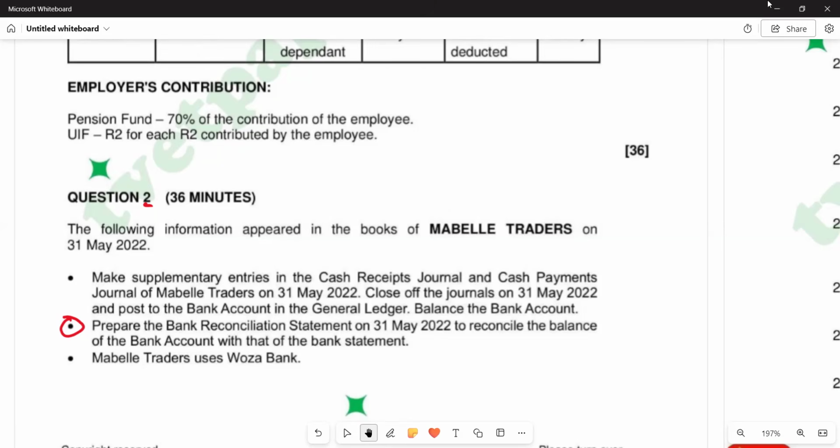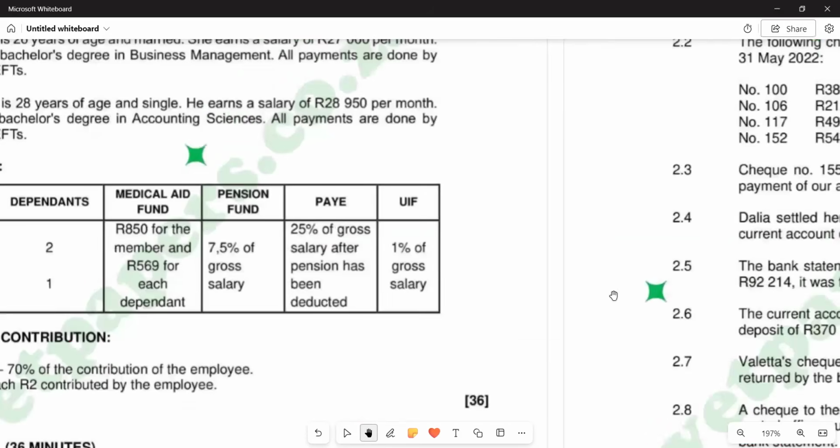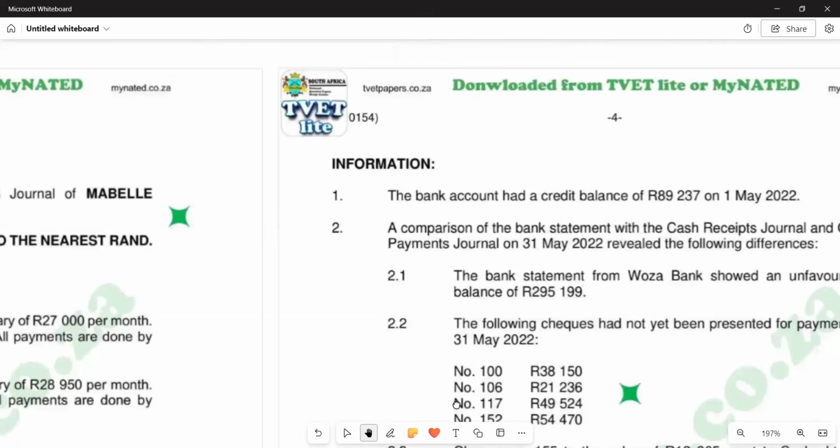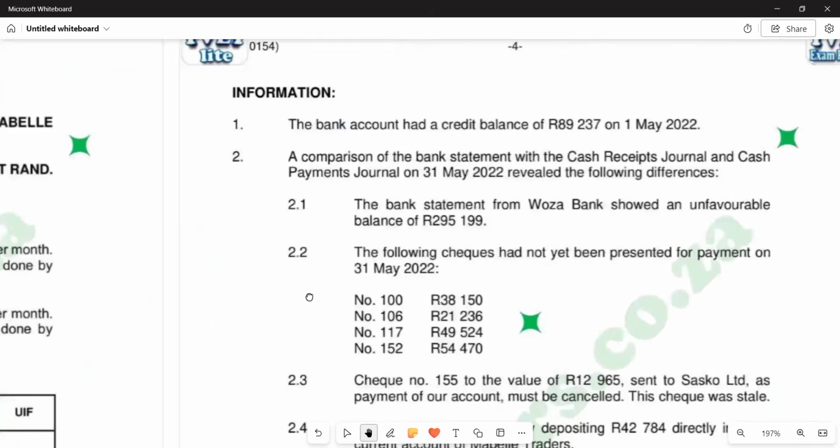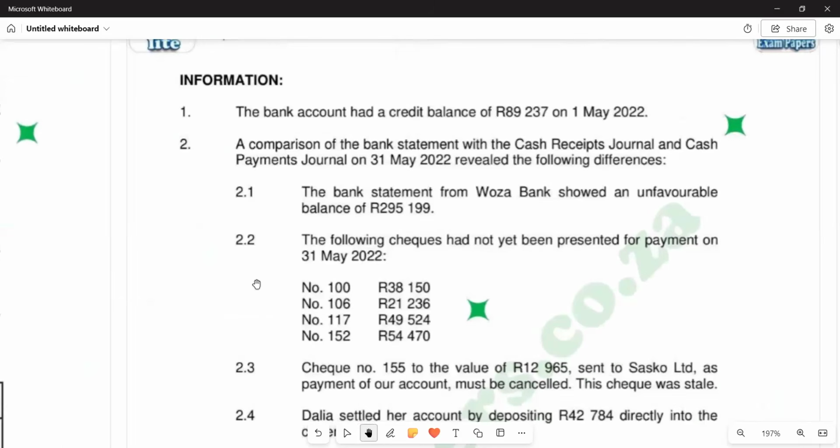So if you go to the next page, you'd see that our question is continuing, and we are on the information part. That is the information that we are given there. We are supposed to go through each and every piece of information given. The first one is saying the bank account has a credit balance of 89,237 on 1 May 2022, which we are very concerned about according to this video.